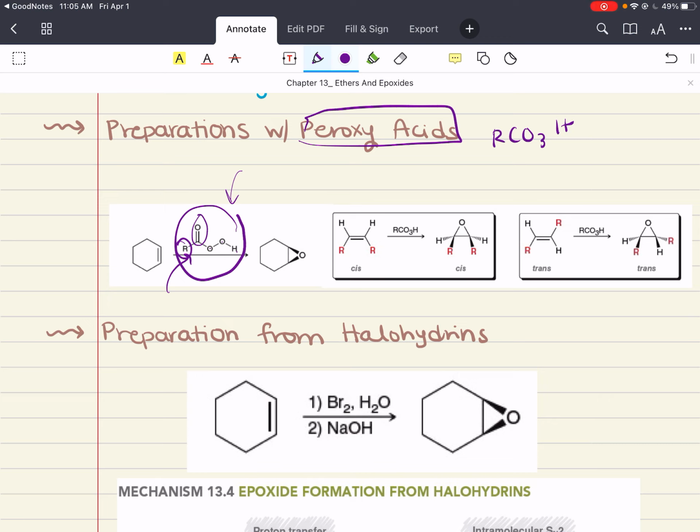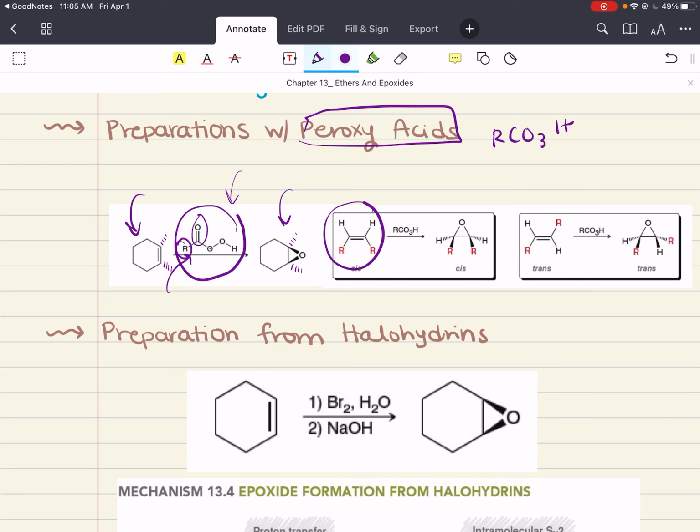This process is stereospecific, so substituents that are cis to each other in the starting alkene are going to remain cis to each other in the epoxide. So if we had two groups right here, when we form the epoxide, they stay cis to each other. If they were trans, they would remain trans to each other in the epoxide you form. So it's stereospecific in that sense.